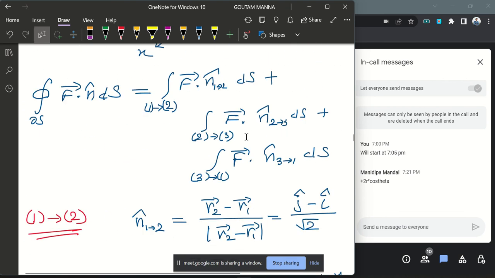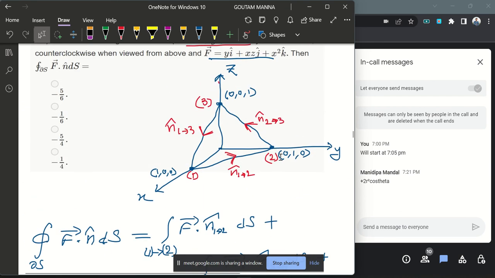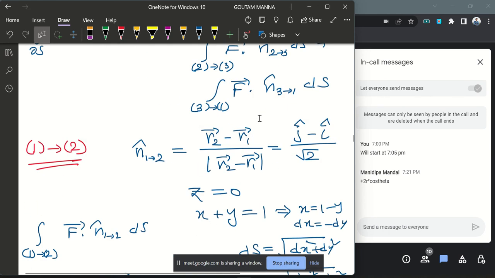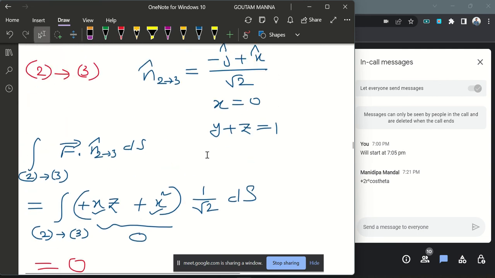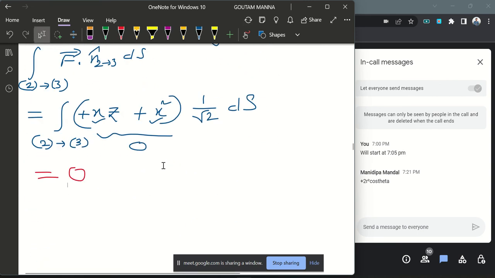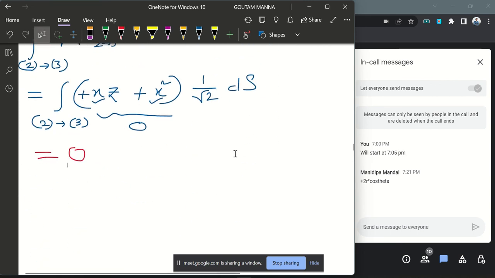Now if you notice, in this path from point 2 to point 3, we are in the yz plane, that means x equals 0 for this path. So here x equals 0, here also x equals 0. So basically this term is 0, so the integration will be 0. So from point 2 to point 3, the line integral will be 0. And then the last part is point 3 to point 1.